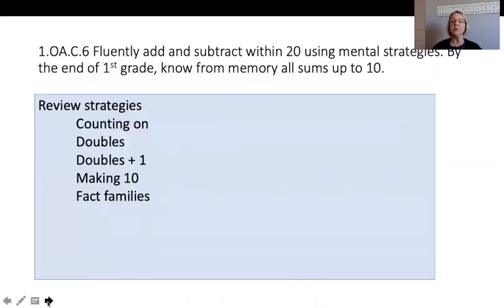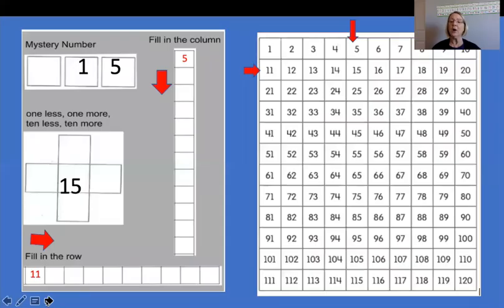Some of the strategies we're going to talk about today are counting on, doubles, doubles plus 1, making 10, and using fact families. All right, but before we do that, we're going to do the mystery number. I picked the mystery number 15, 5 ones and 1 ten, and I put it here in the center of this cross.